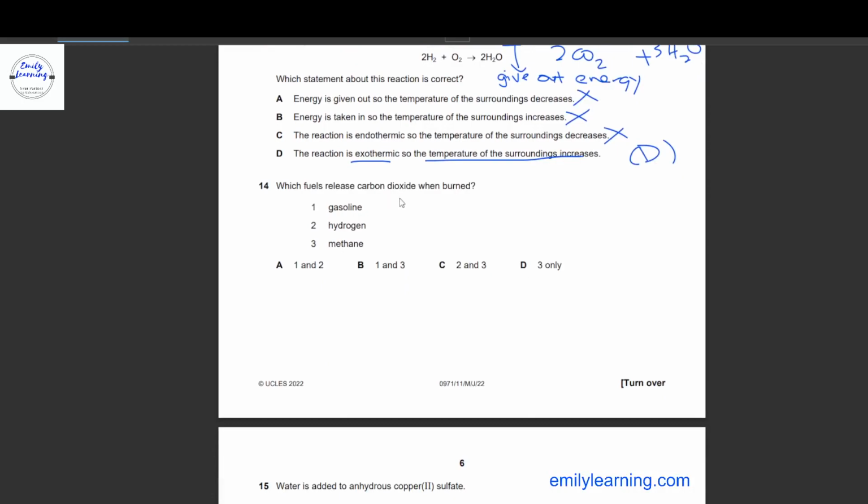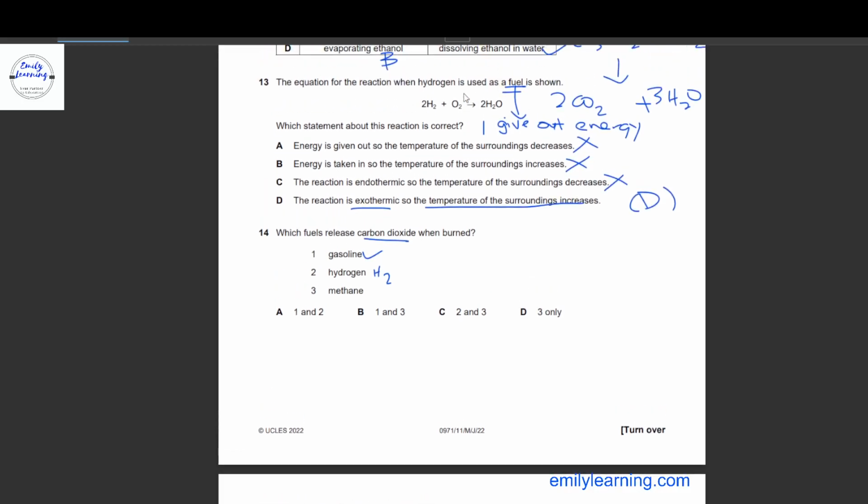Which fuel releases carbon dioxide when burned? If it releases carbon dioxide, then it must contain carbon. Gasoline contains carbon, so it will give CO2 when burned. Hydrogen only contains H2. When you burn hydrogen, you'll get water only. The equation in the previous question, H2 plus O2, you get H2O, is basically what happens when hydrogen is burned. So no, hydrogen will not give carbon dioxide when burned. Methane, yes, it contains carbon, so when burned, you'll give carbon dioxide. So 1 and 3 is the answer. So the answer for 14 is B.